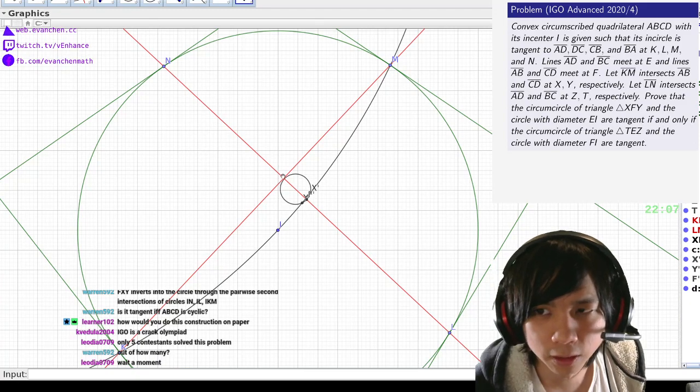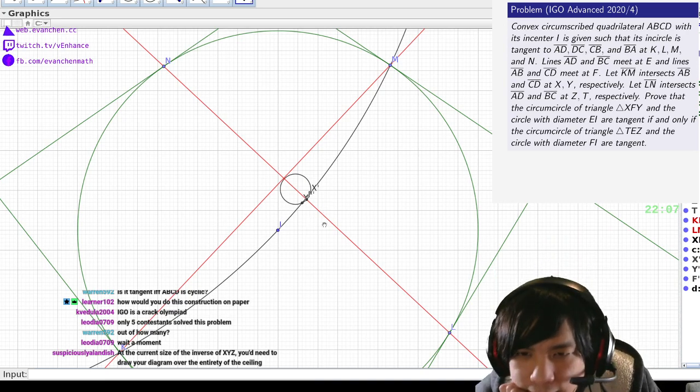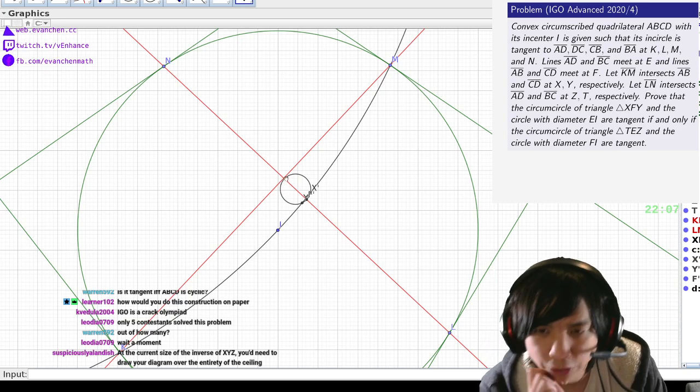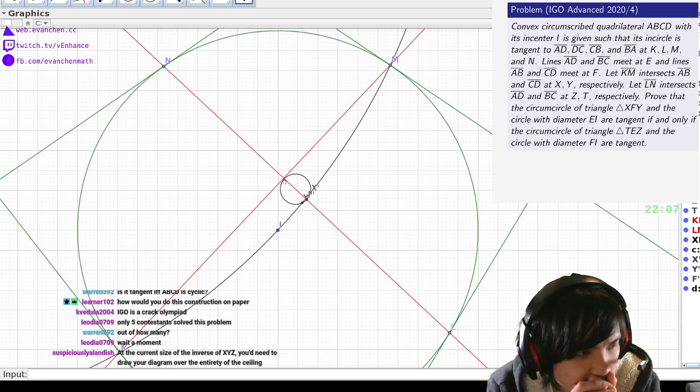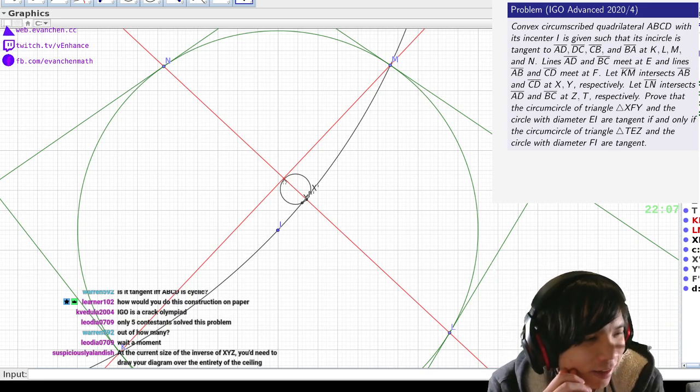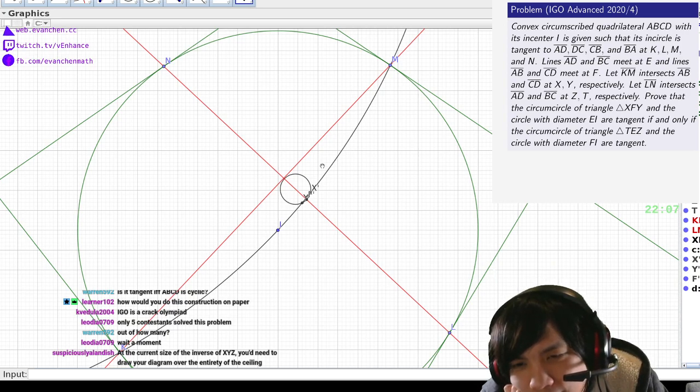But yeah, I think our guess is right. That feels right to me. These points are cyclic exactly when it's a right angle, and if it's a right angle, then it's tangent at that point. At the current size of the inverse of XYZ, you need to draw your diagram over this ceiling. Yeah, it's super useful to know that this point is important, though.